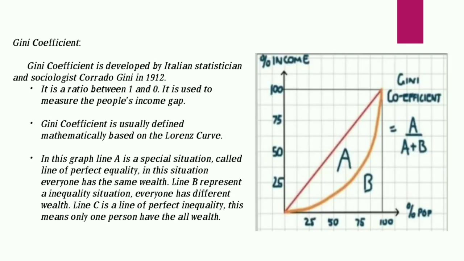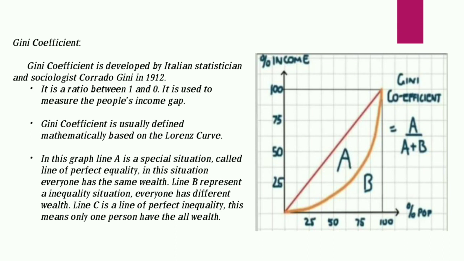Gini coefficient. The Gini coefficient was developed by Italian statistician and sociologist Corrado Gini in 1912. It is a ratio between 0 and 1. It is used to measure the people's income gap. The Gini coefficient is usually defined mathematically based on the Lorenz curve.